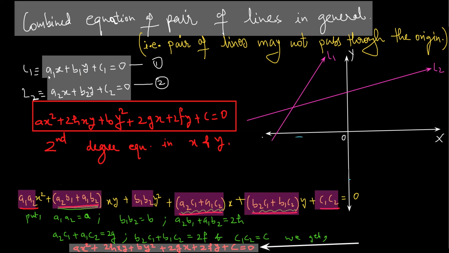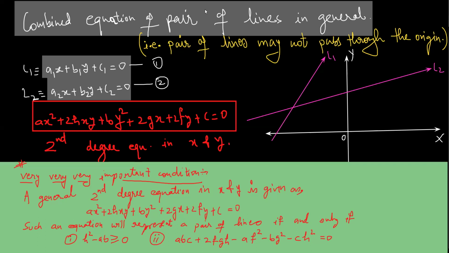So this, please write. You will write that when two lines are not passing through origin, their combined equation is in this form, which is a second degree equation in x and y.